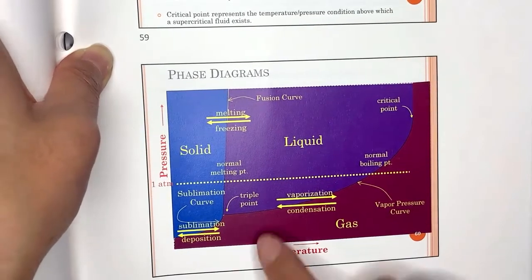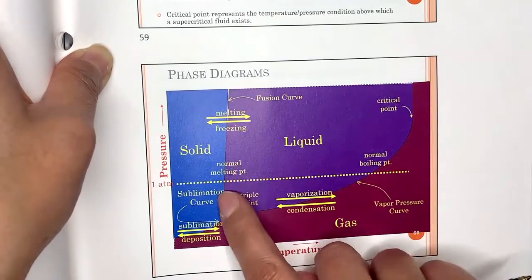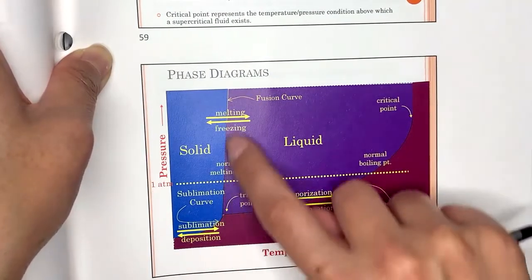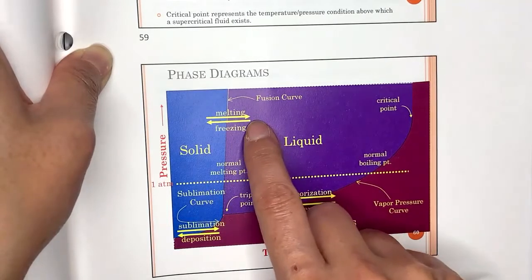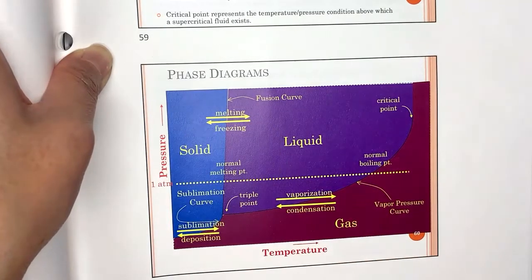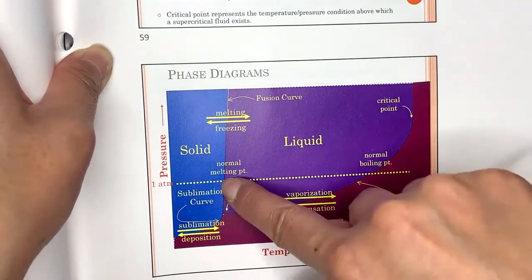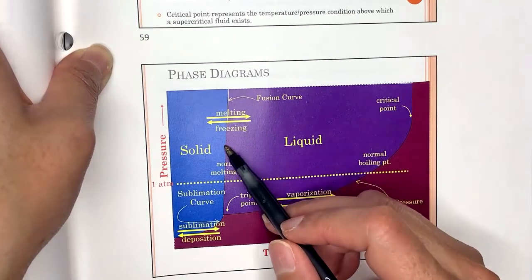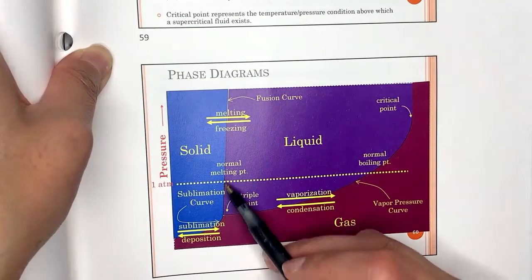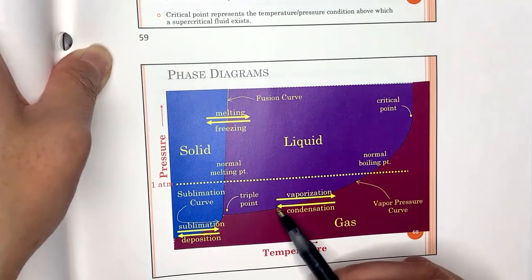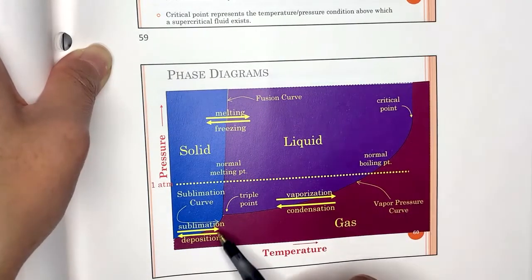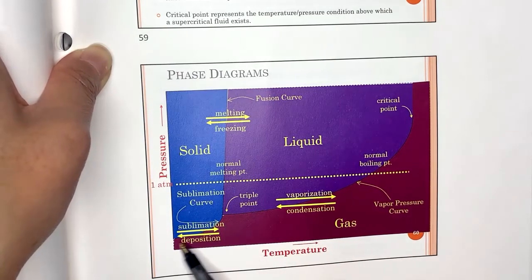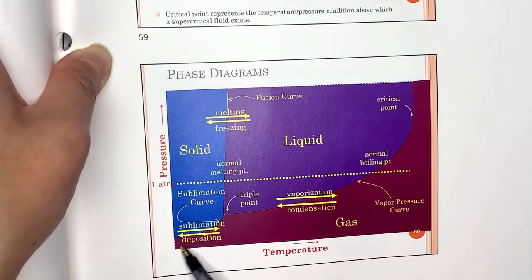And then the fusion curve right here, the line that divides solid and liquid, is called the fusion curve, just as this is a vaporization curve. On the fusion curve, you cross over, you melt, and going backwards from liquid to solid, you're freezing. You can find a melting point from that spot on the line. Remember, on this line, solid and liquid exist together in equilibrium. On this line, liquid and gas exist together. And on this line, solid and gas exist together, because it's sublimation crossing over and deposition the other way. So this one is called the sublimation curve.